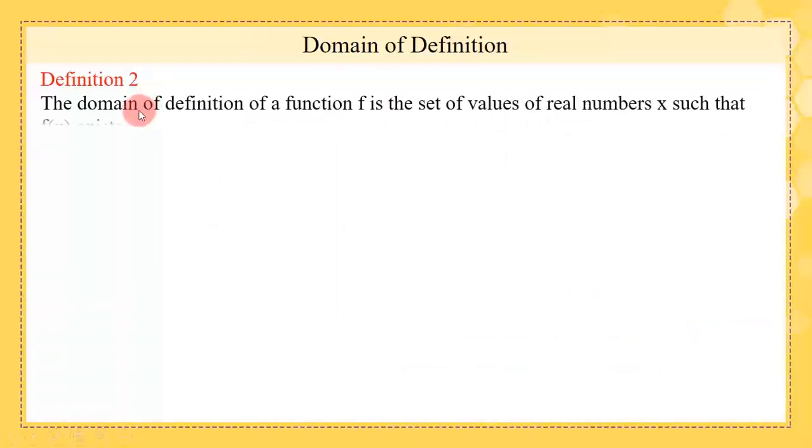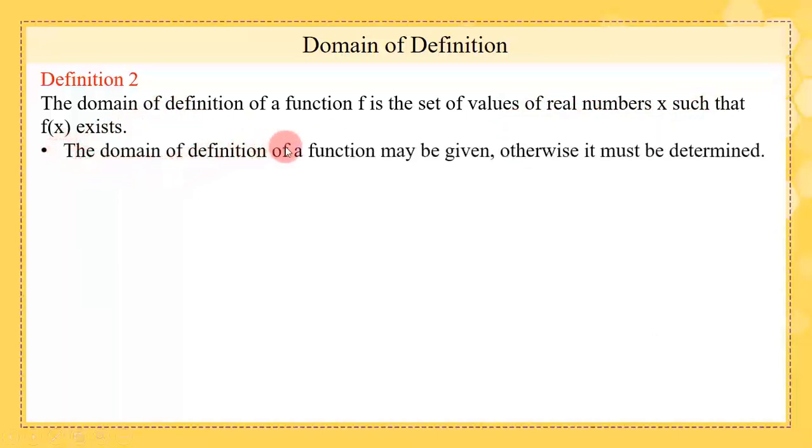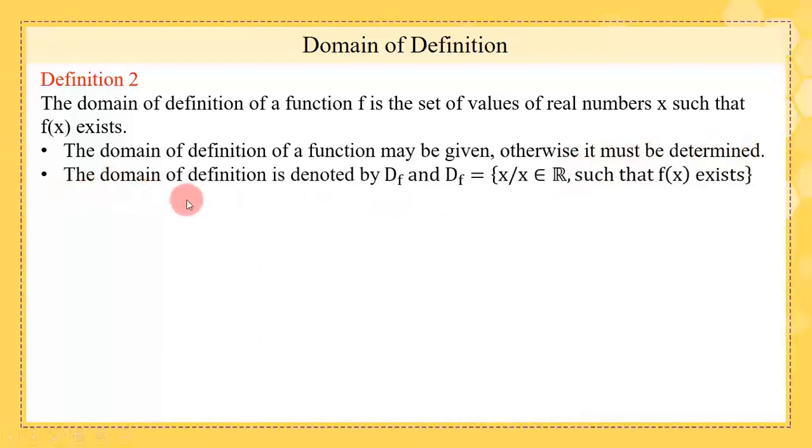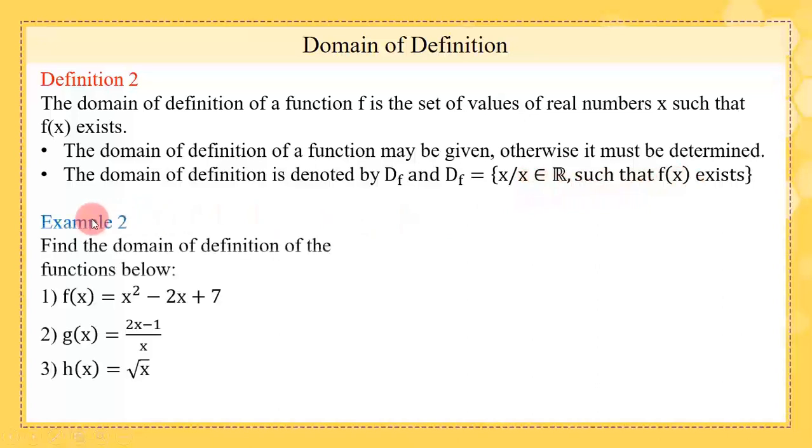Domain of definition. Definition 2. The domain of definition of a function f is the set of values of the real numbers x such that f of x exists. The domain of definition of a function may be given, otherwise it must be determined. The domain of definition is denoted by D of f, and D of f is the set of x such that x belongs to R such that f of x exists.